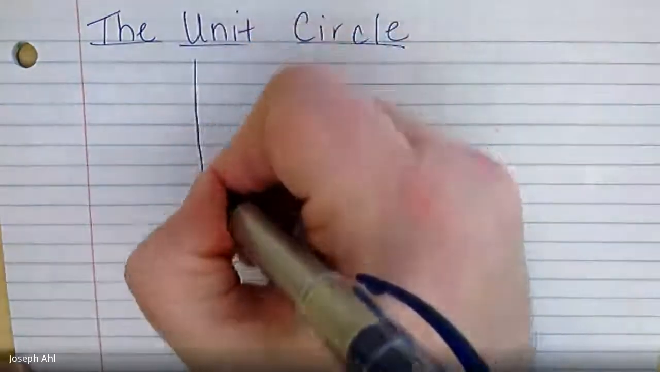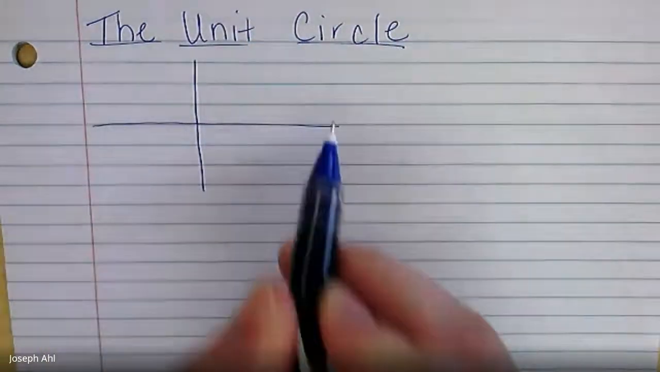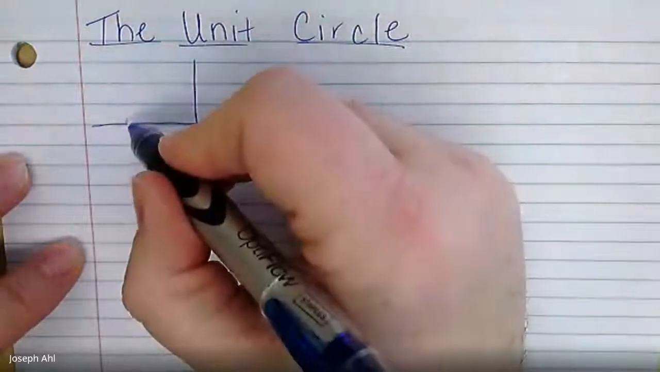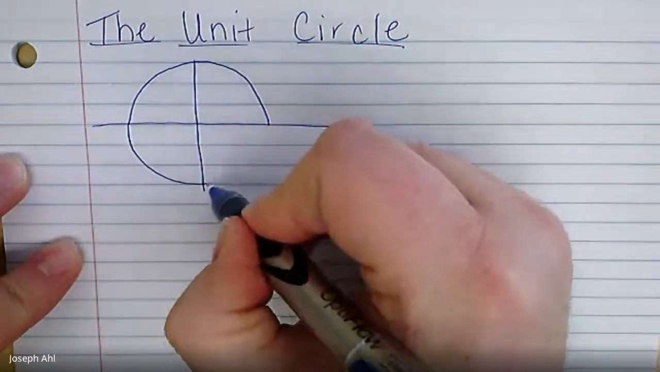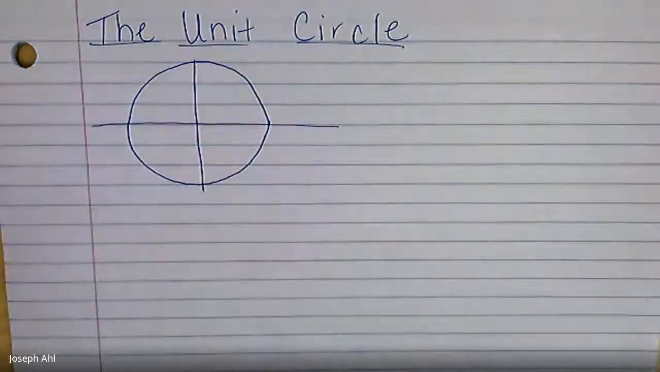All right, unit circle. Let's see how nice of a circle I can draw. Don't judge me too harshly. Here's that piece of it, and there's that piece of it. That's not so bad. Okay, I'm happy with it.